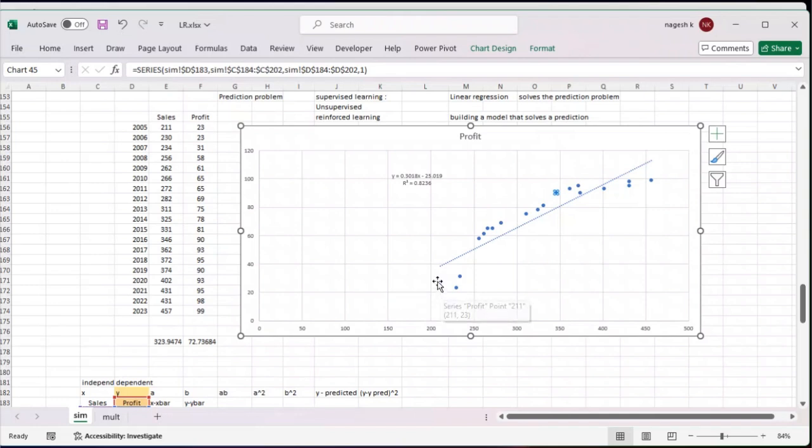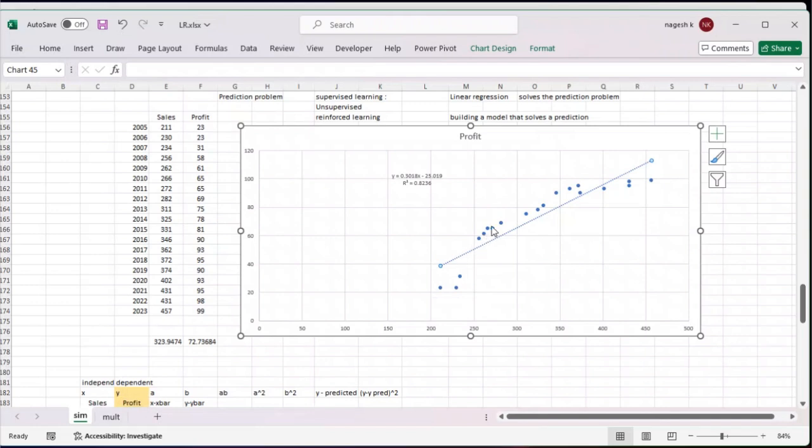See how the profit is spreading. It starts from 23 and ends at 99. If you see what sales is there at 23, it is around 211, and from 211 it is spreading. This is the point.